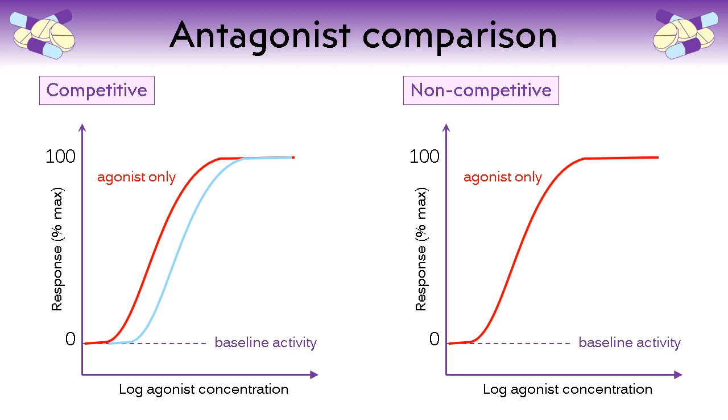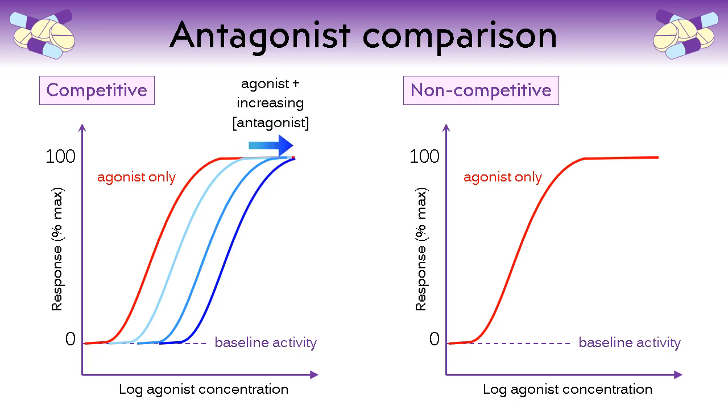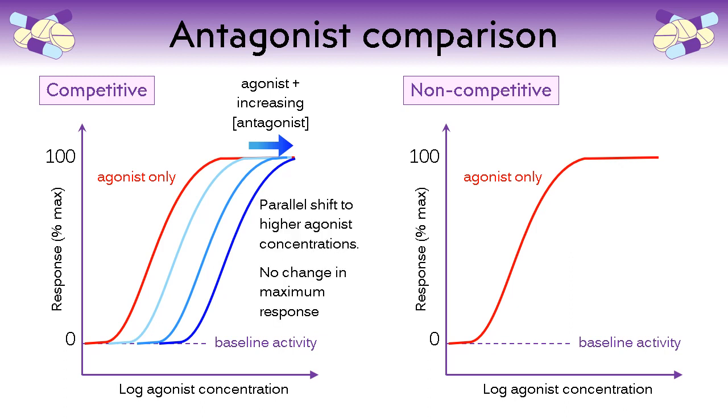applied on its own. As the antagonist concentration is increased, it takes more and more agonist to achieve the same response. So the agonist concentration response curve is shifted to the right. Notice that the curves are shifted in a parallel fashion and that the maximum response is unchanged. So, no matter how high the antagonist concentration gets, the agonist can still overcome the inhibition. You just need to add more agonist.